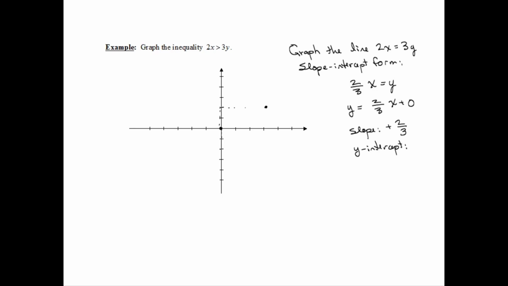Let's do another point this way also. So we should end up right about here, and I'm going to draw a dashed line because since I have a strict inequality, in other words, I have greater than, I do not have greater than or equal, that means the boundary will not be included.